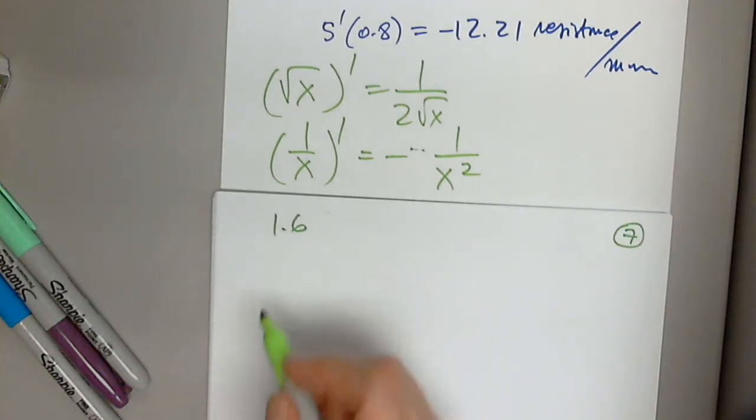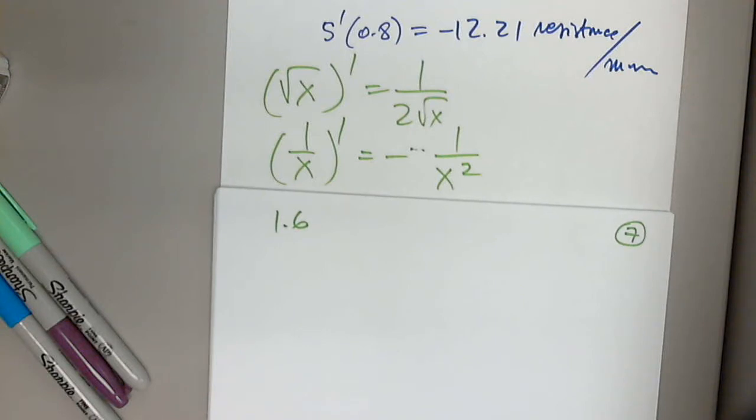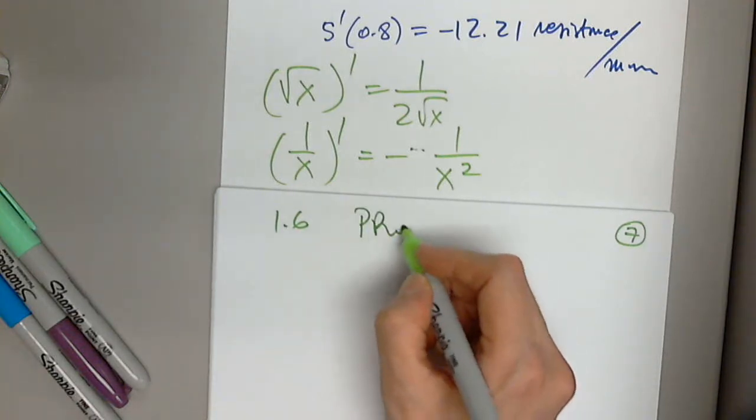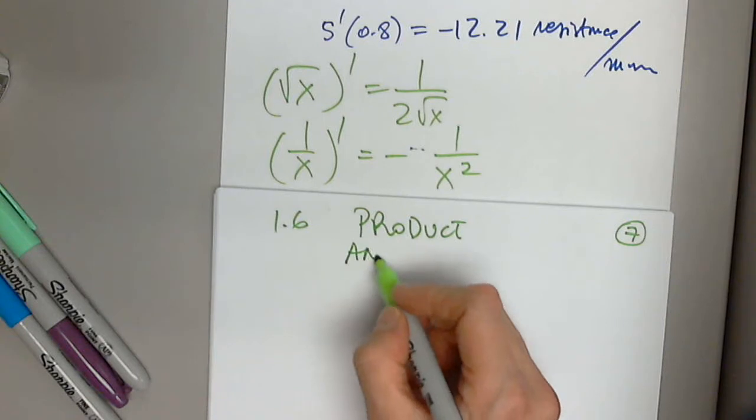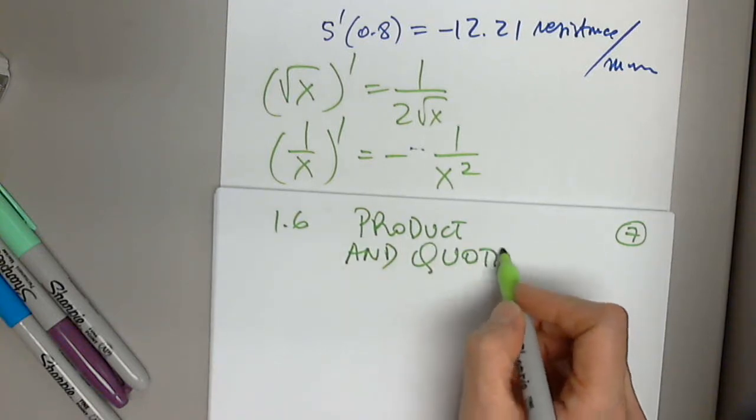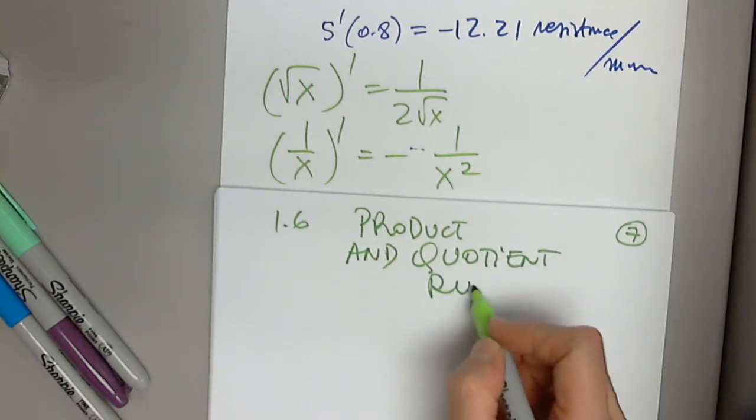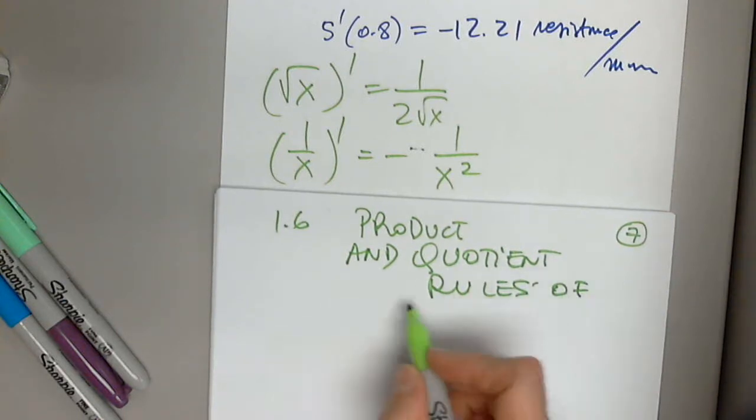In 1.6, we have two more rules. Product and quotient rules of differentiation.